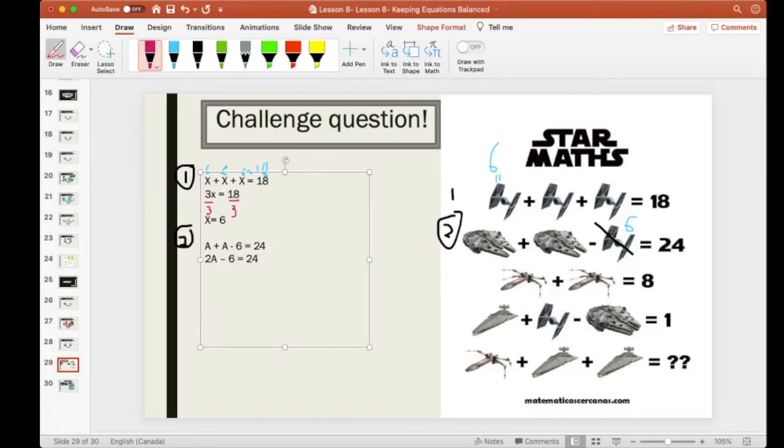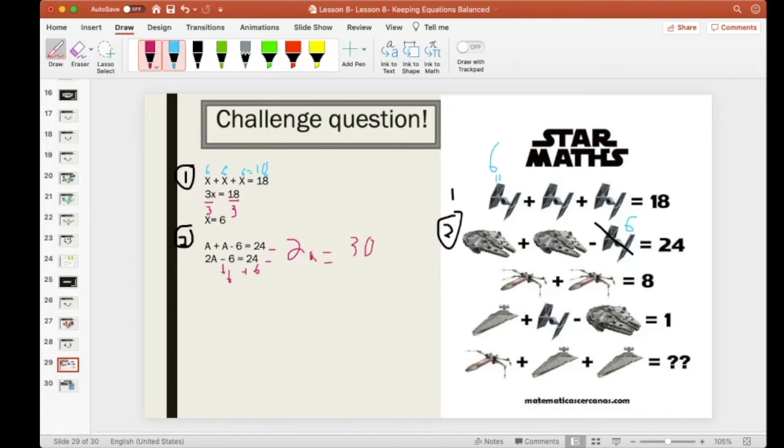Once again, we got a little bit of a problem here. Okay? We got to bring this over. So we're going to add 6. We're going to add 6. This is going to equal 2a equals 30.